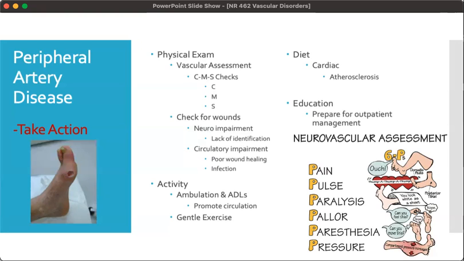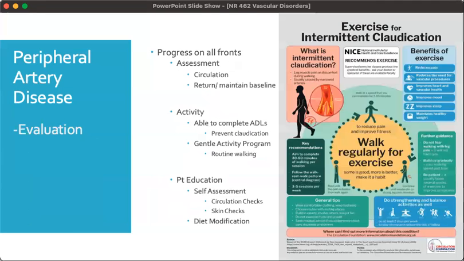And then for education, we want to teach our patients all this stuff: how to check their feet for CMS checks and wounds, how to start ambulating so that they can promote circulation, and about diet teaching so that they can prevent the progression of that atherosclerotic manifestation of the disease.